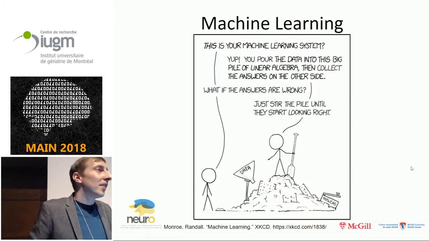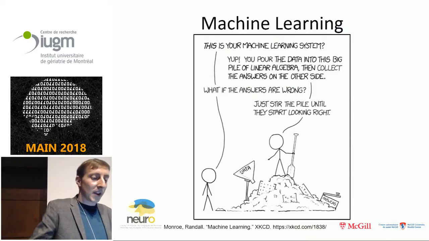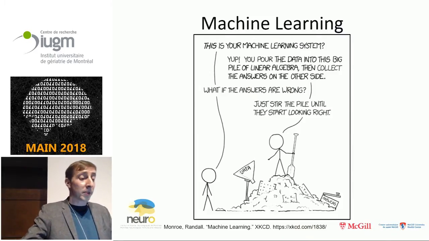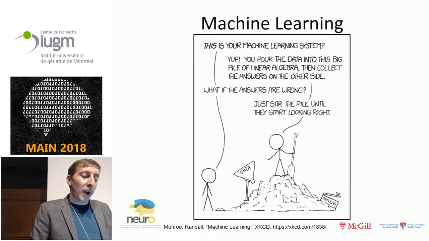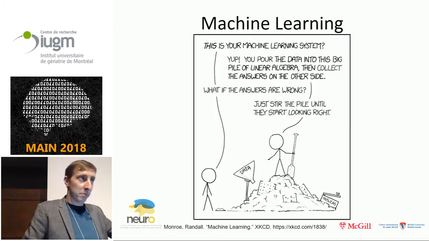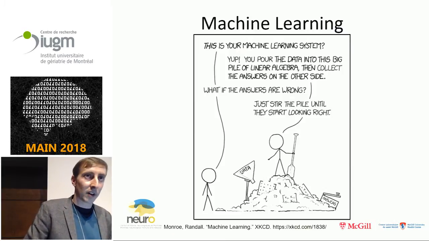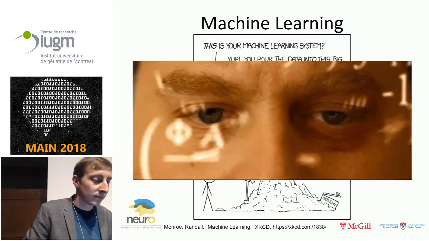Typically, this is the situation that we deal with. There's an XKCD comic for everything. This is your machine learning system. Yep, you pour the data into this big pile of linear algebra, then collect the answers on the other side. What if the answers are wrong? Just stir the pile until they start looking right. And this is essentially the backpropagation algorithm. But we're going to attempt, with this body of other people's work that I'm going to present to you, to answer more rigorously how it all works.